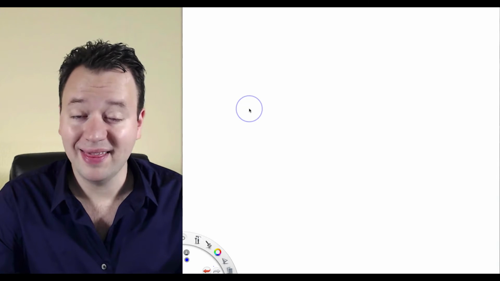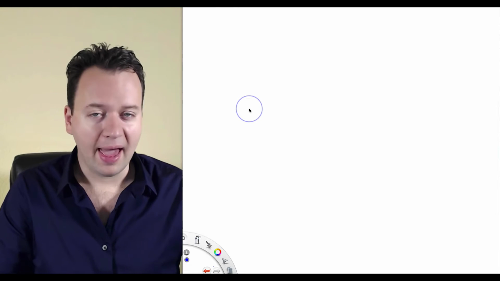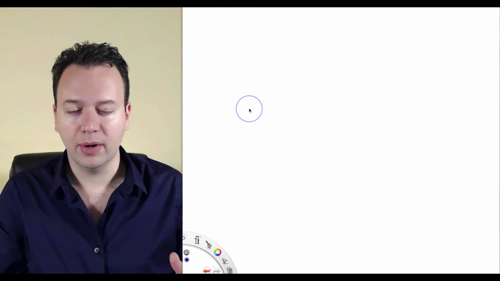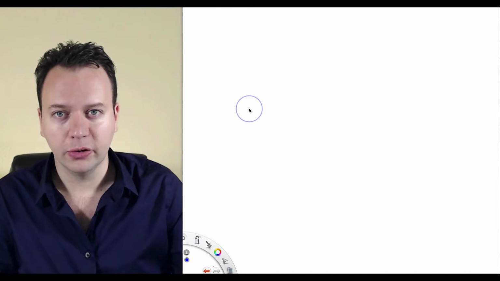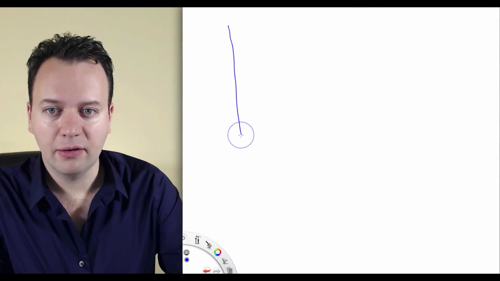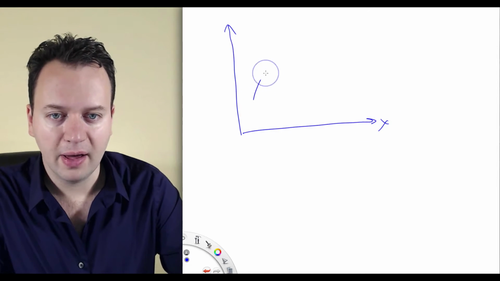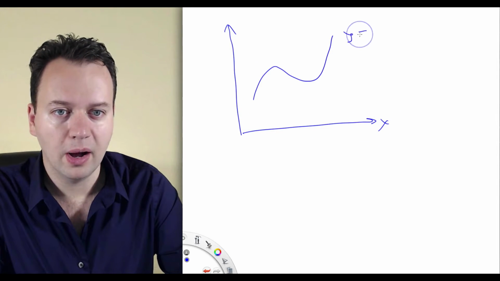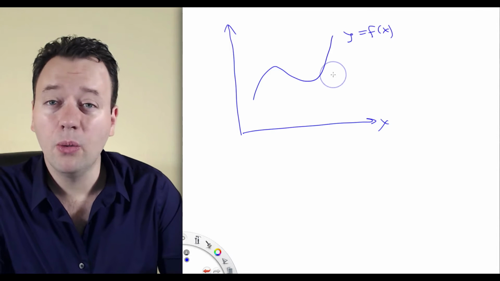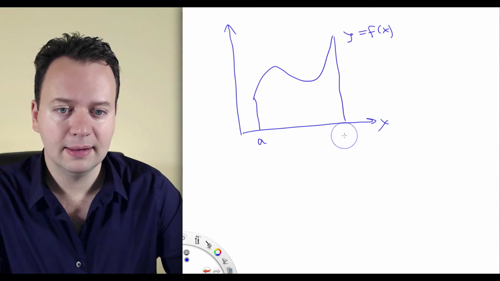Next, we're going to look at the average value of a function. So we know how to compute the average of a set of numbers. We add those numbers together and we divide by the total number of numbers. So next, we're going to look at, for example, a function f of x like this. So here's y is equal to f of x. And we want to compute its average value over some interval a to b.